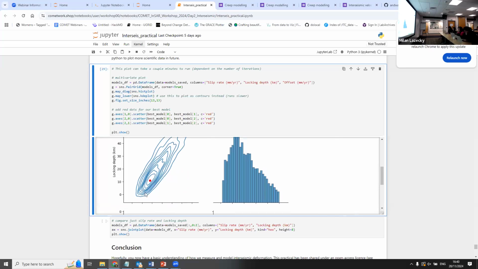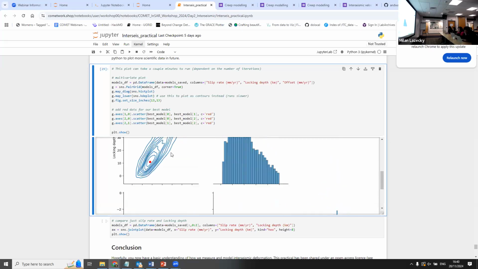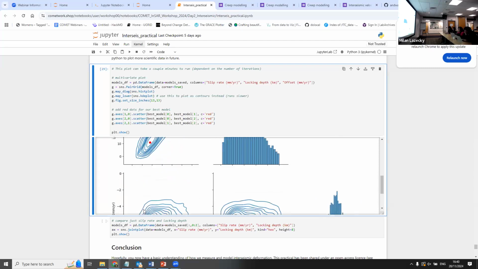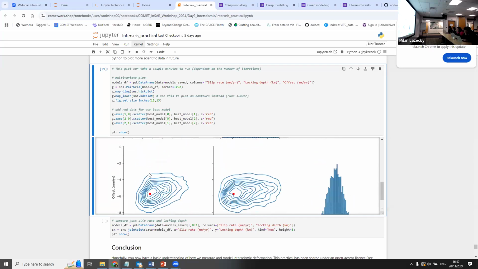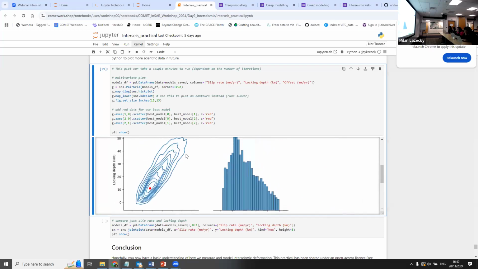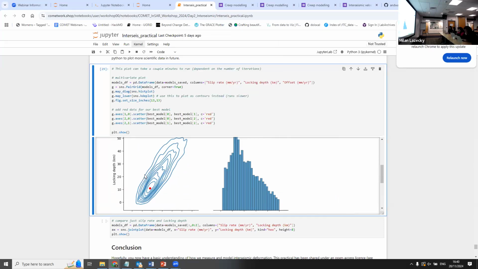Well, you can see a high correlation between locking depth and slip rate. A shallow locking depth tends to have a small slip rate, and a large locking depth tends to have a larger slip rate. So there's a trade-off relationship, a strong correlation, in your modeling.